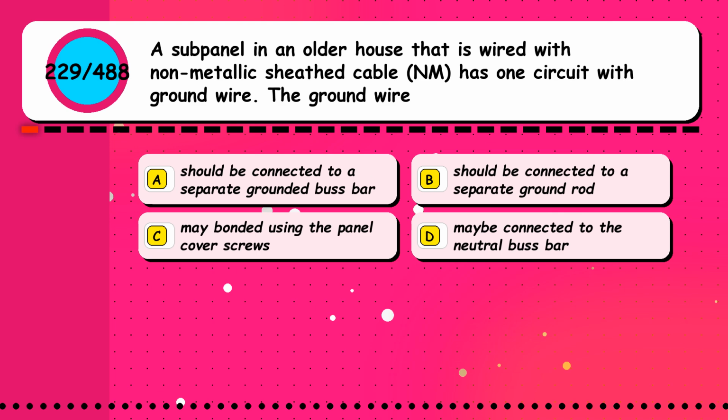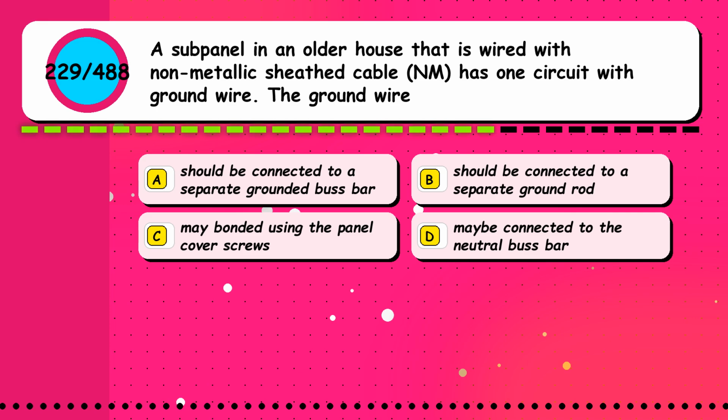Question 229. A subpanel in an older house that is wired with non-metallic sheathed cable, NM, has one circuit with ground wire. The ground wire: Option A, should be connected to a separate grounded bus bar. Option B, should be connected to a separate ground rod. Option C, may be bonded using the panel cover screws. Option D, may be connected to the neutral bus bar.